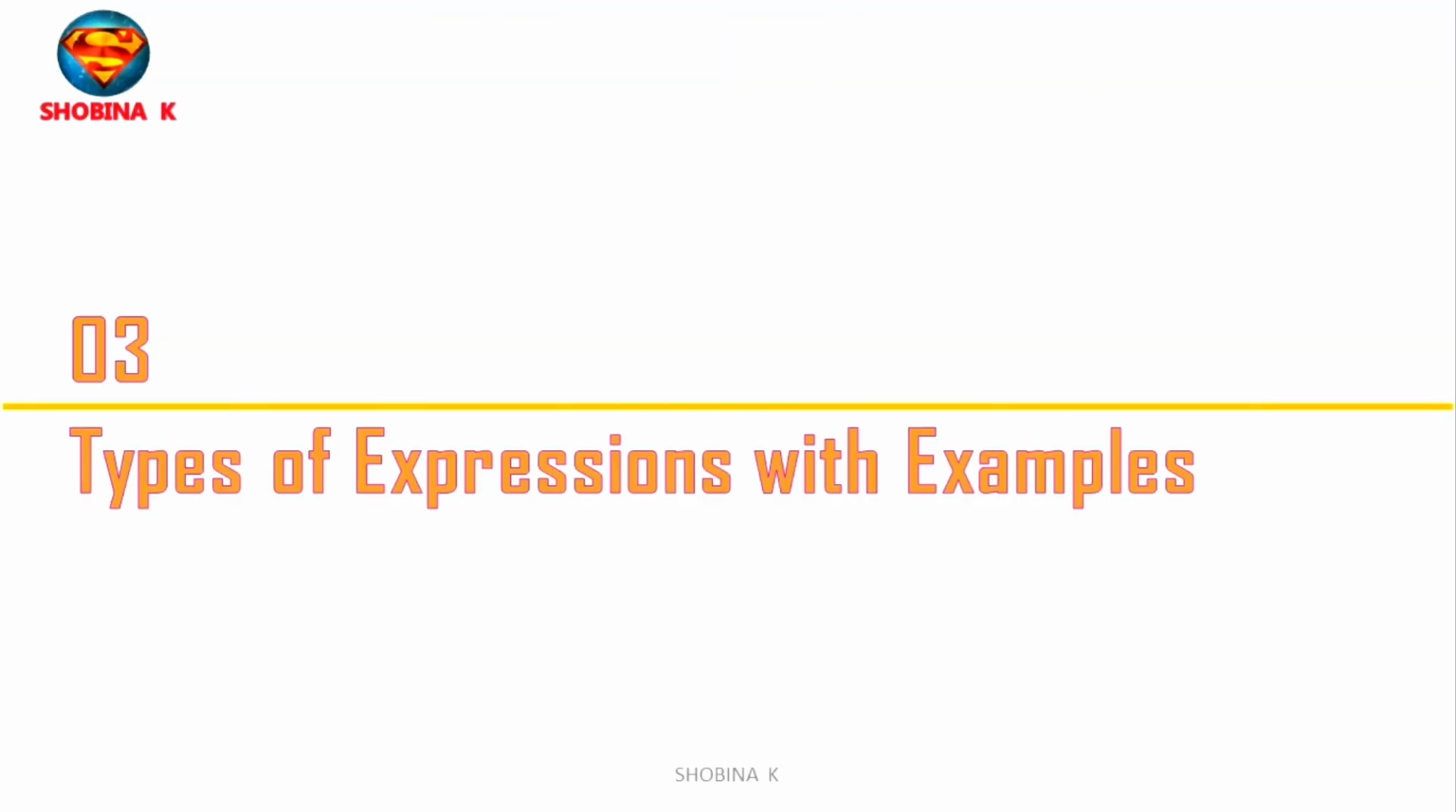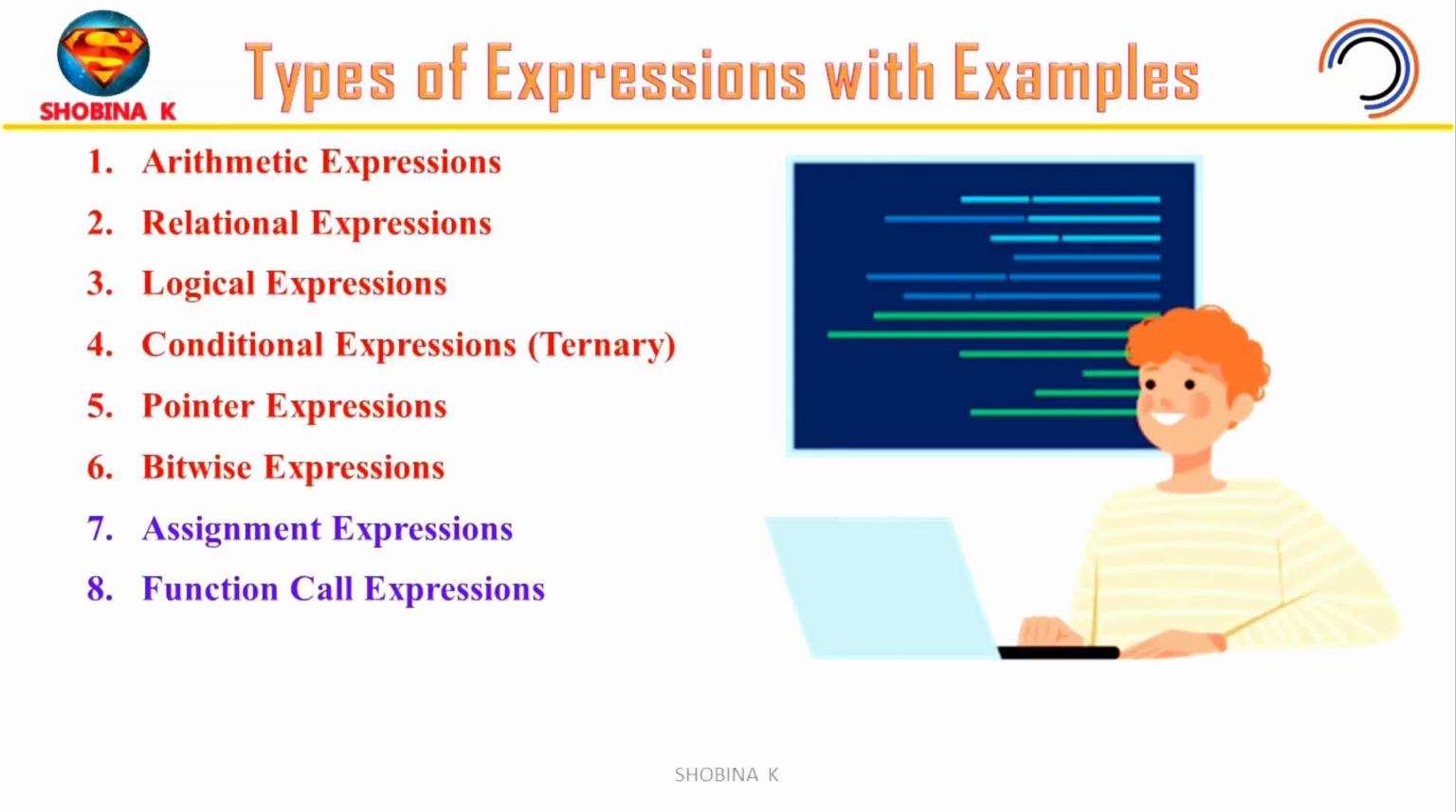Now let's move on and understand the types of expressions with examples. In C programming, there are several types of expressions used to perform various operations and computations. And these are the different types of expressions: arithmetic expressions, relational expressions, logical expressions, conditional or ternary expressions, pointer expressions, bitwise expressions, assignment expressions, and function call expressions. Now let's understand each in detail.